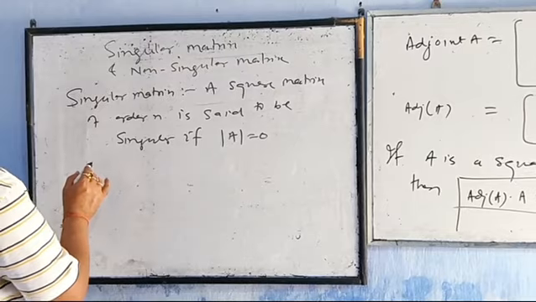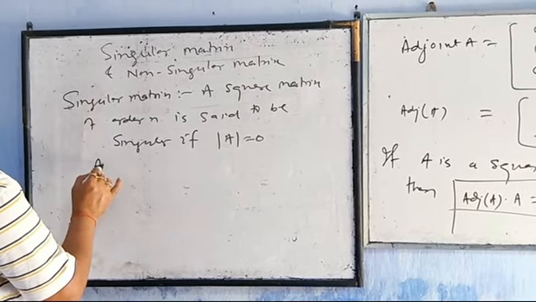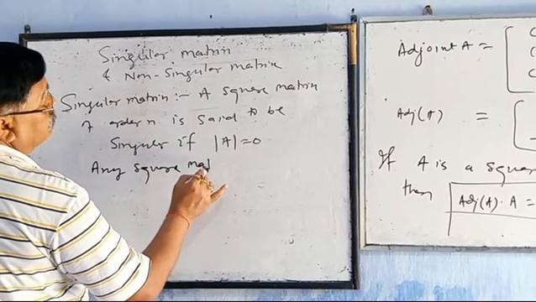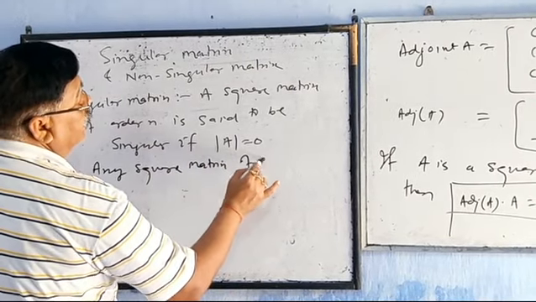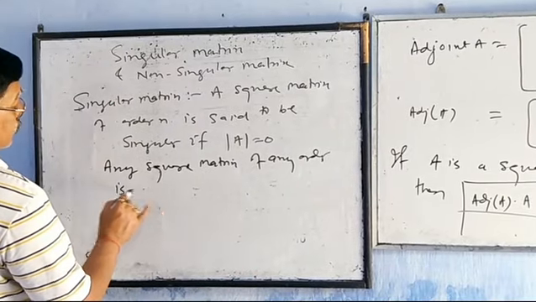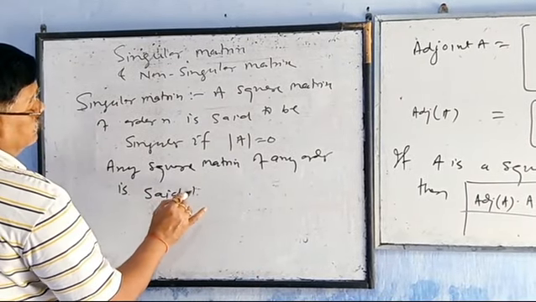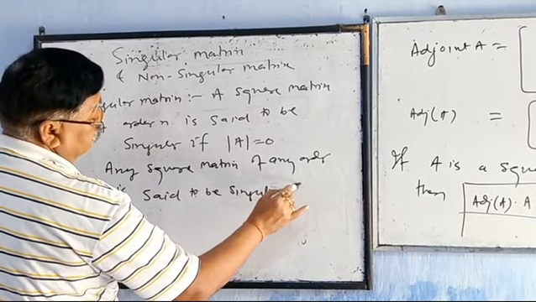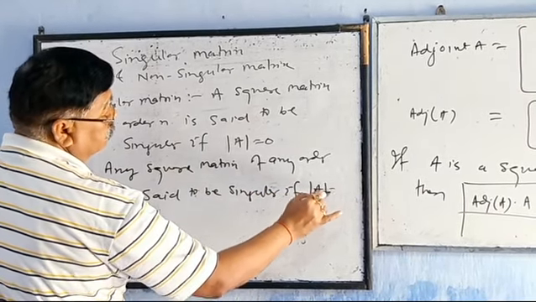So, any square matrix of any order is said to be singular if its determinant is equal to 0.